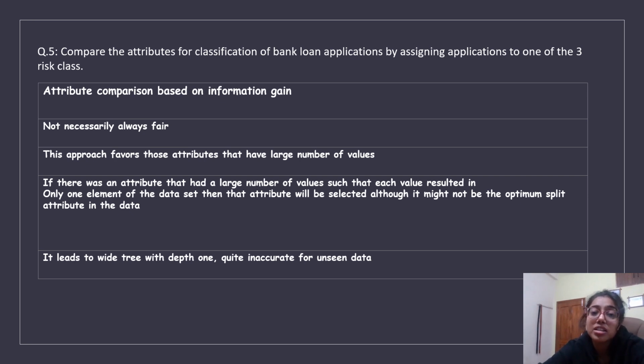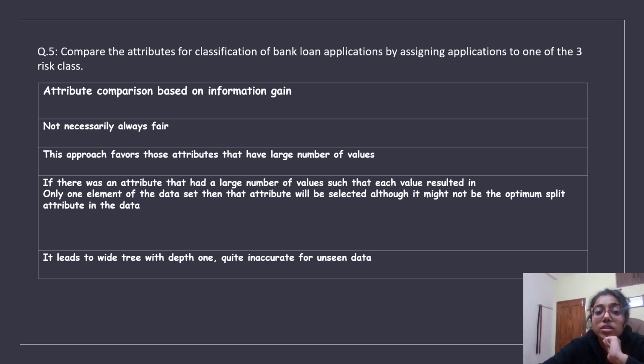Compare the attributes for classification of bank loan application. Now we have to compare the attributes. The attribute comparison based on information gain is not necessarily always fair. This approach favors those attributes that have a large number of values. So it does not favor those attributes that have only a small amount of data. It deals with a large number of entries.